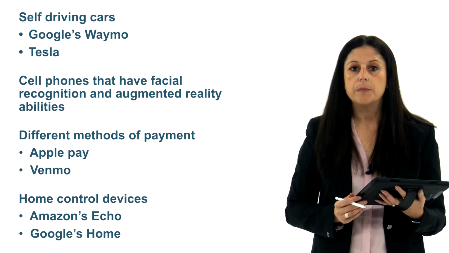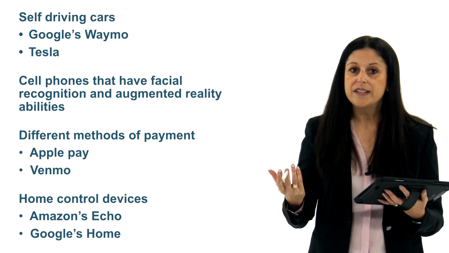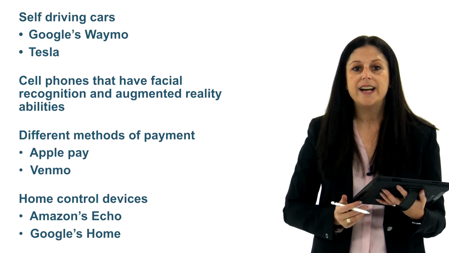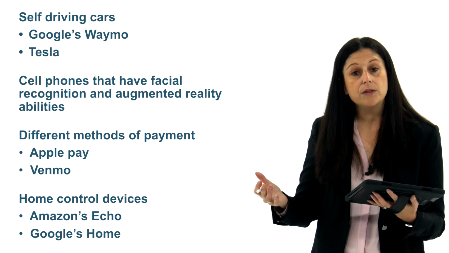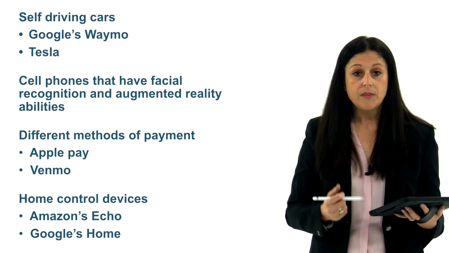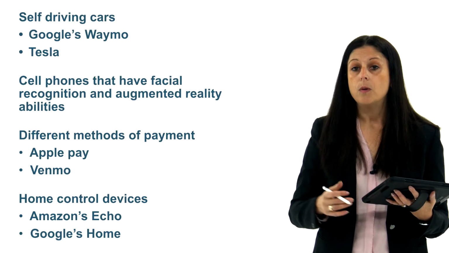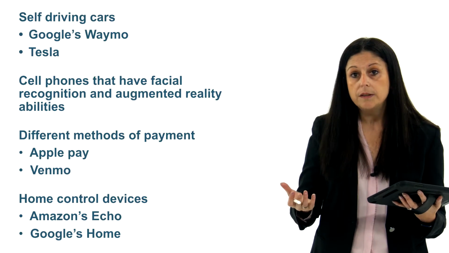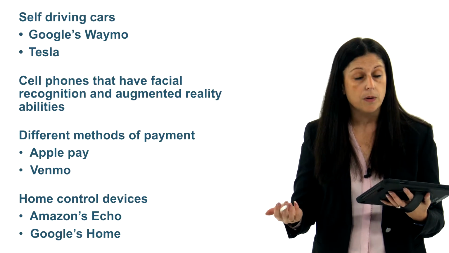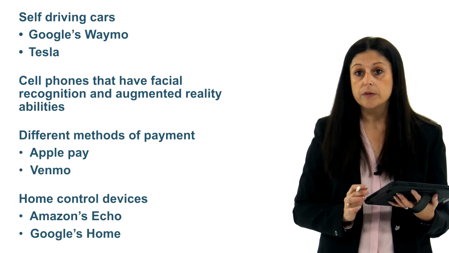Cell phones, for example, now have facial recognition, and they have augmented reality abilities, so that also affects security and safety. There are different methods of payment now. We can pay online. We actually don't need a wallet anymore. We might not need cash anymore. So all of those will be good examples of the technology.